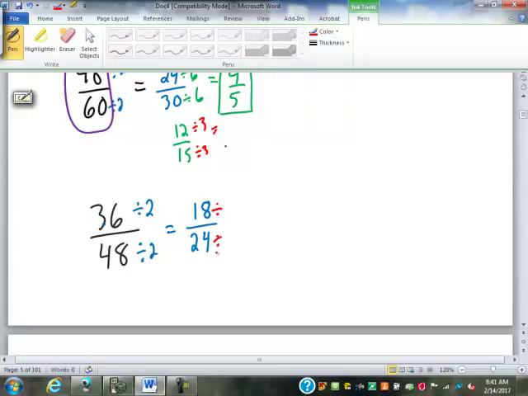24 does not divide by 9. 6 will work. 18 divided by 6? 3. 24 divided by 6? 4. 3/4. Not so bad? Okay.